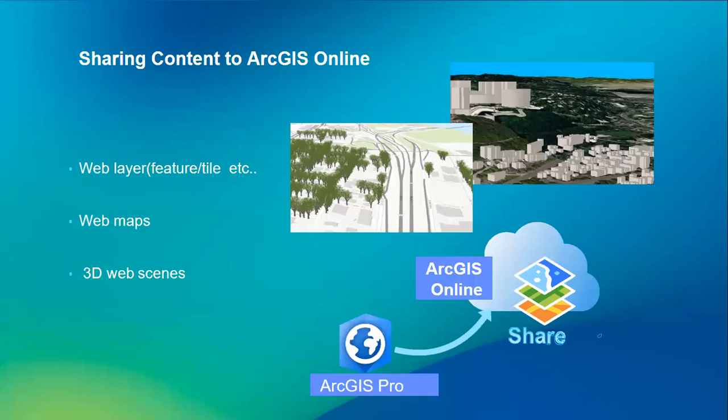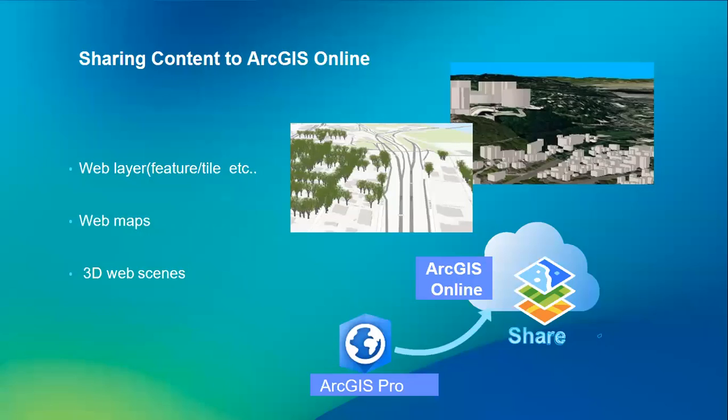The other form you can share your data in is as a web map. A web map mainly has all the layers associated with it. So you're working on a particular map, you have all the layers associated with it, and you want to publish that to ArcGIS Online. You're able to share that as a web map. Then you're also able to share 3D web scenes.